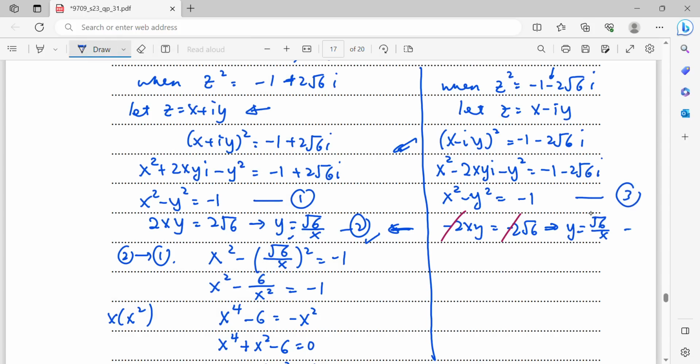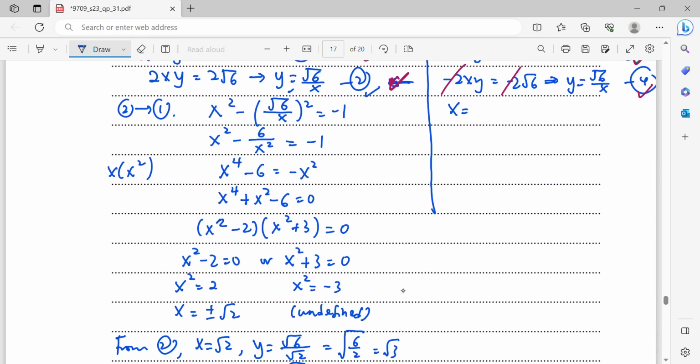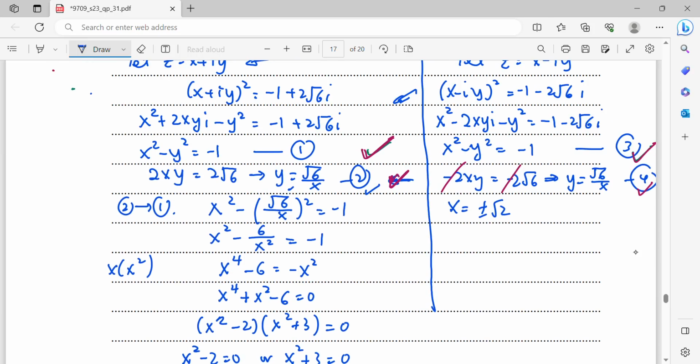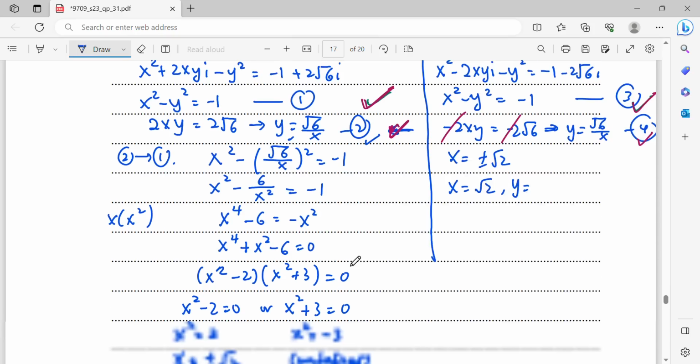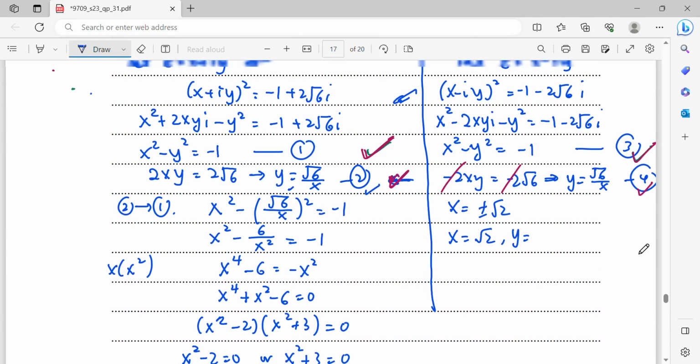So this is my third equation and fourth equation. Now, when you compare first, second, and third, fourth, they are exactly the same. First equals third, and second is the same as fourth, which means I will get the same solution. So my x is going to be plus minus square root 2. When x equals square root 2, my y will be exactly the same, square root 3. So when my x equals negative square root 2, my y will be negative square root 3.